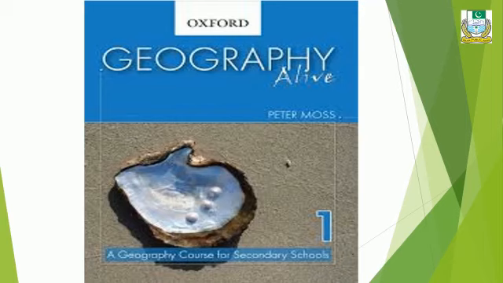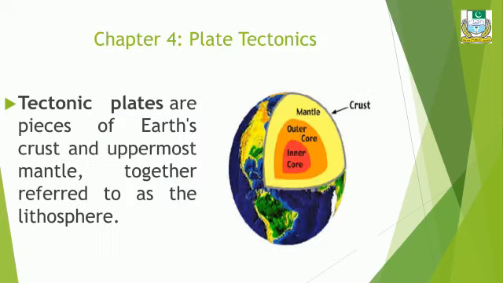Here is the title page of your book, Geography Alive for Grade 6. Today we will study chapter number 4 from this book. Dear students, in our last chapter, we have read about the layers of Earth and main parts of the Earth. If you remember, Earth has three layers: crust, mantle, and core. And the core is divided into further layers: outer core and inner core.